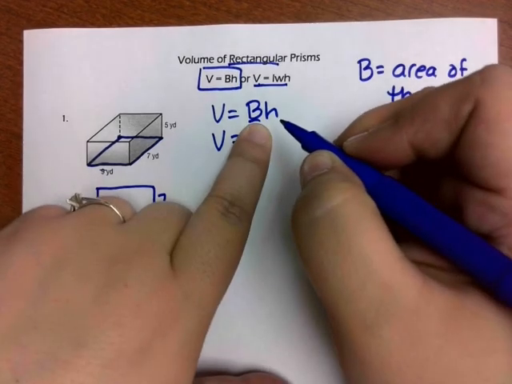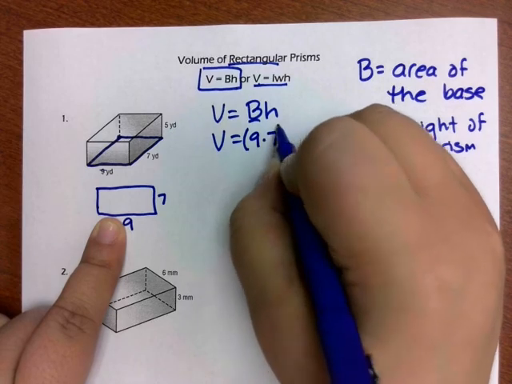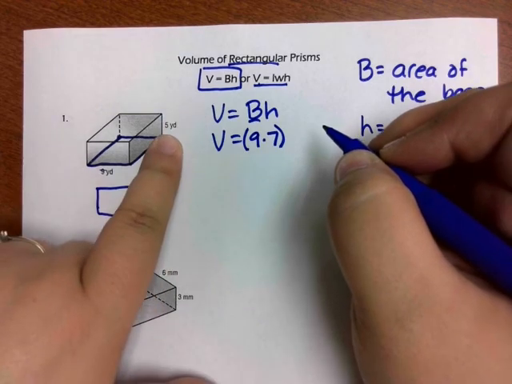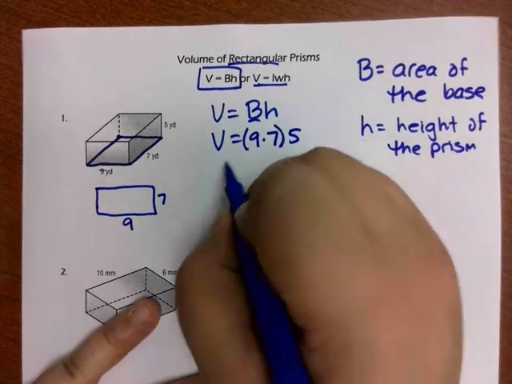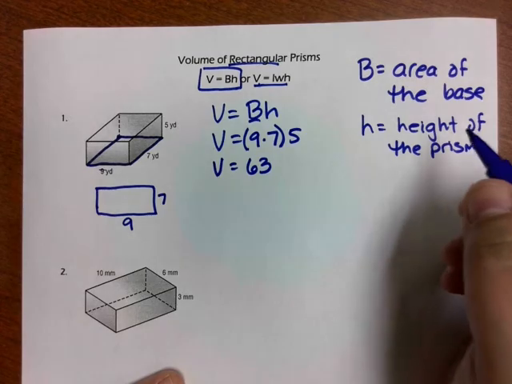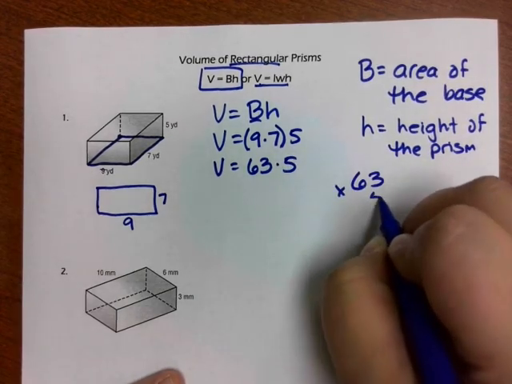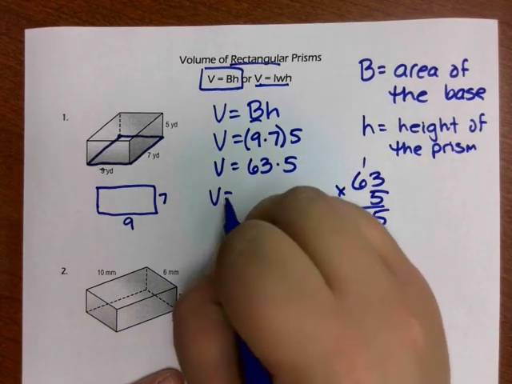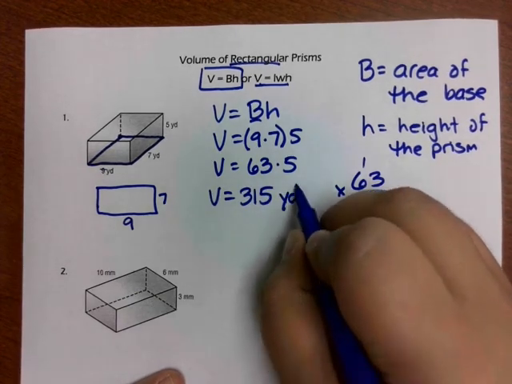To find the area of this base, we're going to multiply 9 times 7. So capital B is not just one number. It's the formula for the area of this rectangle, which is 9 times 7. And then we're going to multiply that B by the height of the prism, which is 5, the number that we didn't use on the rectangle. 9 times 7 is 63, and then I'm going to multiply it by 5. So 63 times 5, we get 15 plus 30 makes 315. So volume equals 315, measured in yards.